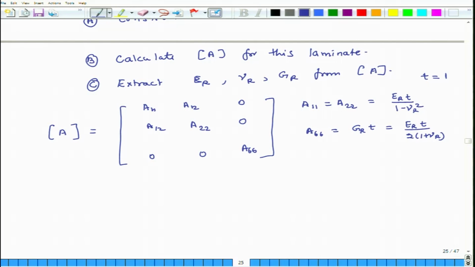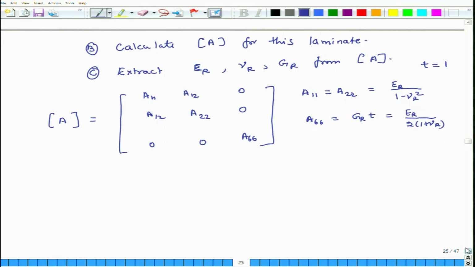So, if that is 1, then this T goes away. We can keep T, it will get cancelled out later, but it just makes our calculations a little simpler, that is all. So, I am just making the assumption that T is equal to 1. So, the randomly oriented mat is of uniform thickness and its thickness is 1.